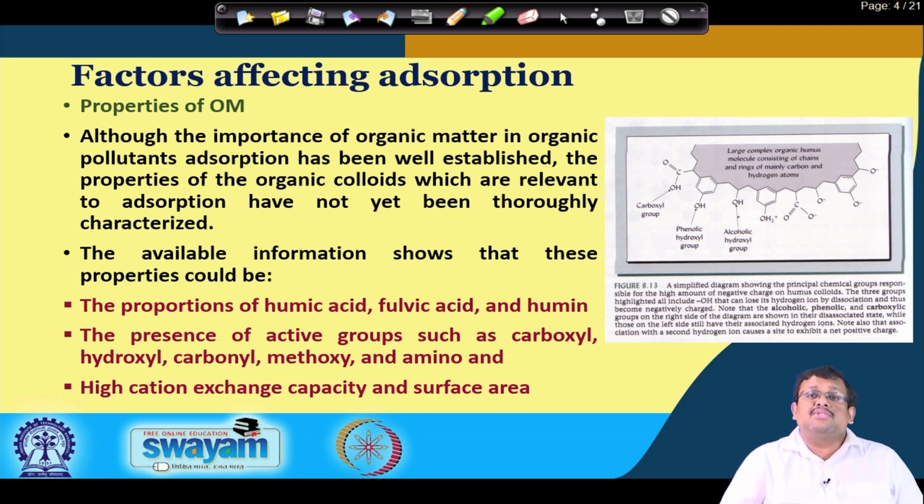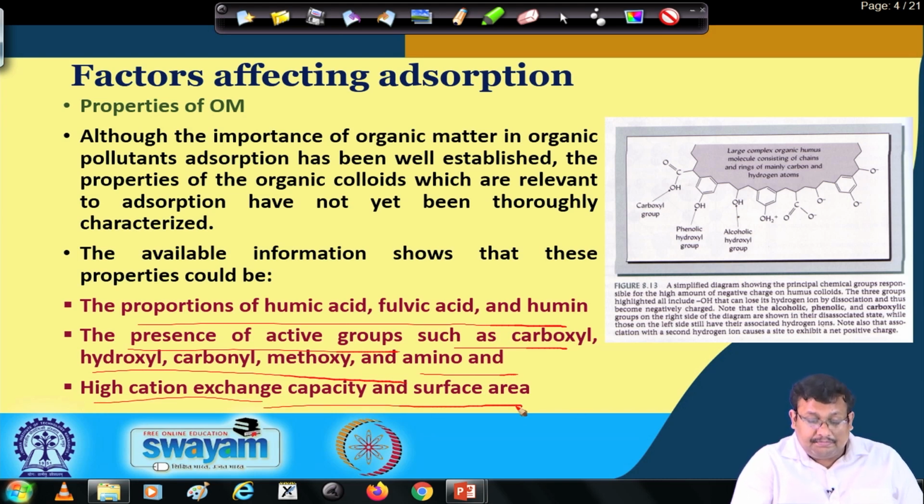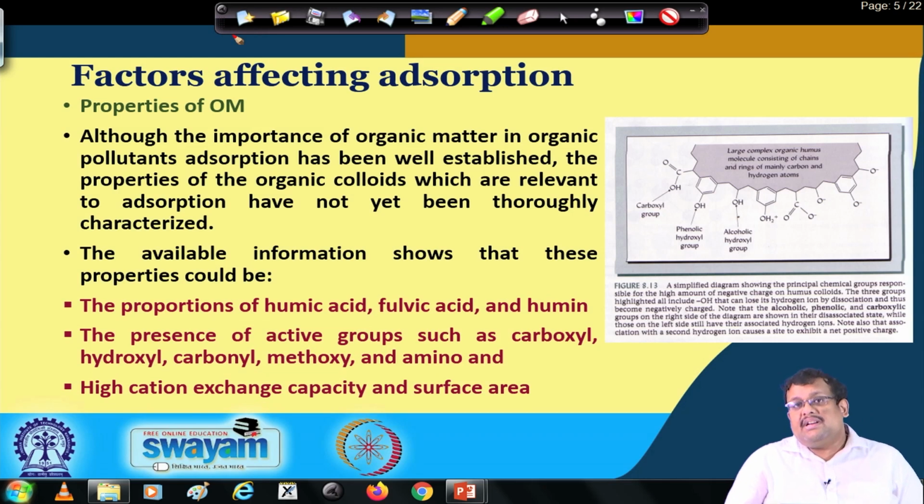Now, the available information shows that these properties could be the properties of the humic acid, fulvic acid and humin, the presence of active groups such as carboxyl, hydroxyl, carbonyl, methoxy and amino groups, and also high cation exchange capacity and surface area. So, the adsorption of pollutants in organic matter is basically governed by these factors. All these properties of organic matter play a very important role while defining the adsorption.